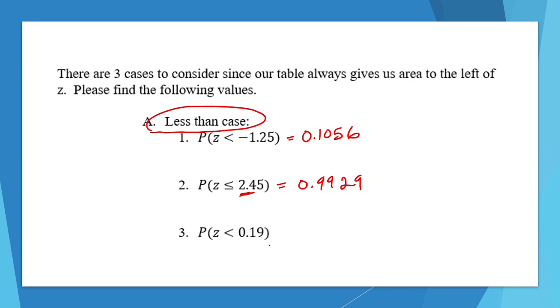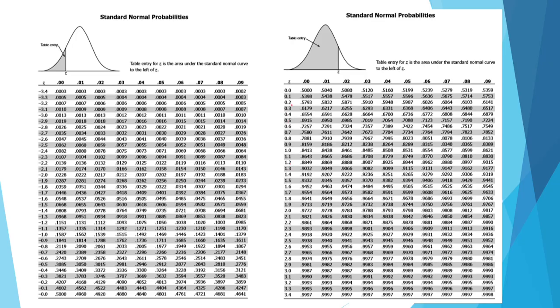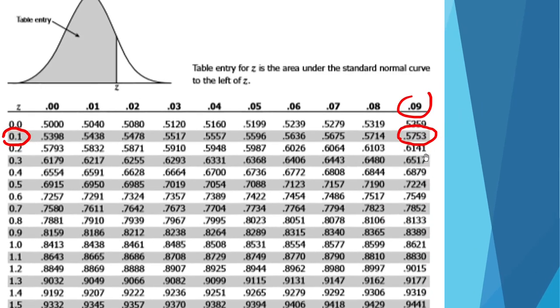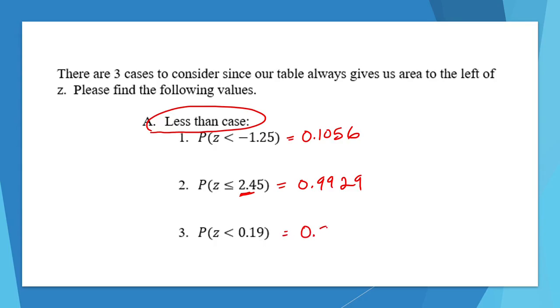For problem 3, we want to find the probability of z less than 0.19. And we'll go to the table again. We're going to look at the row that says 0.1 and the column that says 0.09. And here is our solution, 0.5753. All of these represent the less than case, so they represent the area on the left.